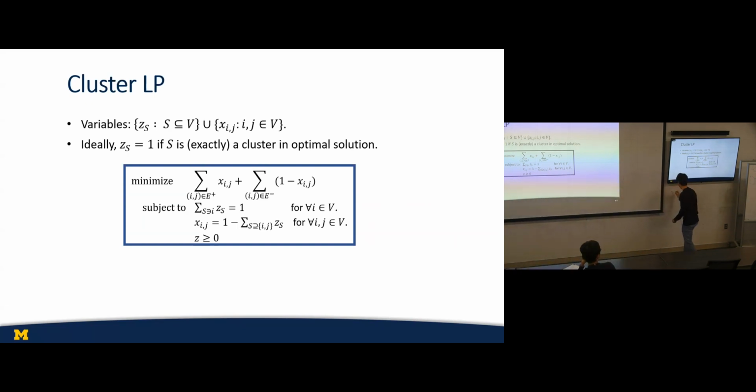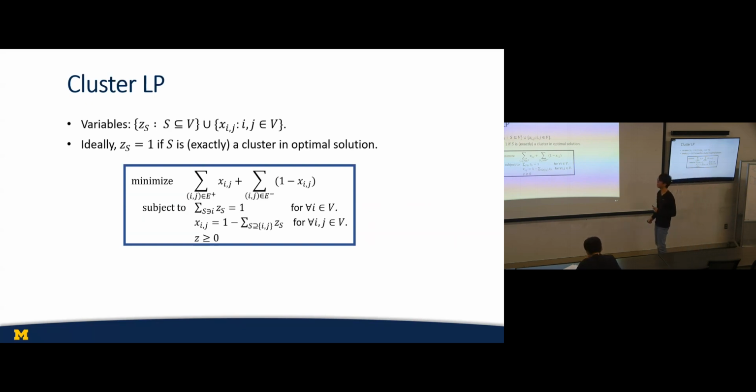If i and j are like this, and this is the optimal cluster, then z sub s is 1, which means this summation will be 1 because s is a cluster containing both i and j, so xij will be 0. If this was a cluster instead, then there's no cluster containing both i and j, so the summation will be 0 and xij will be 1.